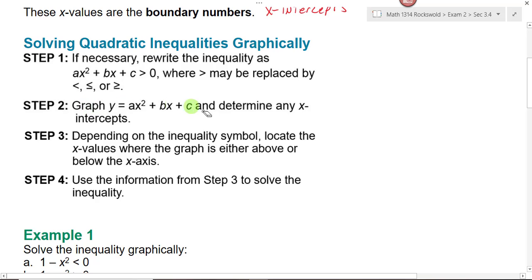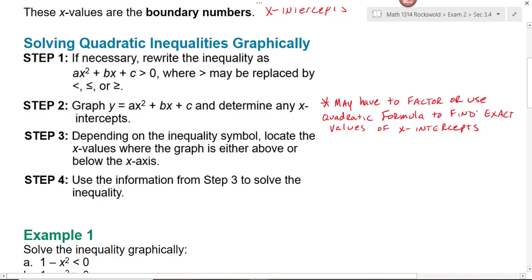Then you want to graph the quadratic equation. You can do this on your graphing calculators, or you can do it by hand, and then determine your x-intercepts. Your x-intercepts may have to be found either using the quadratic formula or factoring, because they don't cross at an exact whole number on the x-axis. So keep in mind, you may have to use techniques from 3.2 to find these numbers.